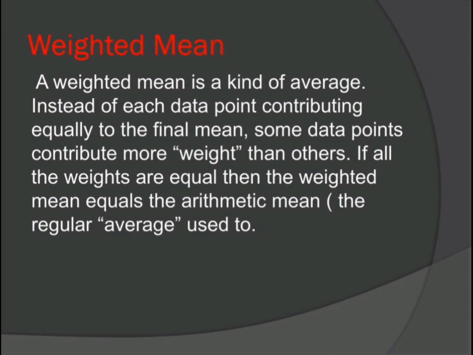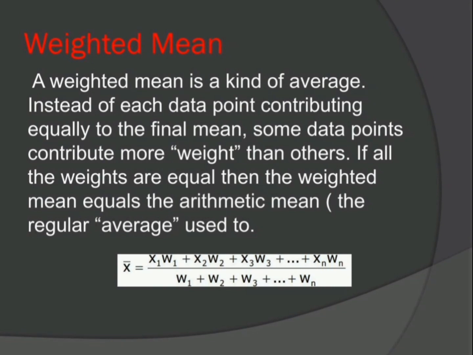Mostly, we use this when we are computing our grades, especially in college, because in college, there are many units per subject. So we can use this formula: x sub 1 times w sub 1 up to x sub n times w sub n, over w sub 1 up to w sub n. And the x sub 1, x sub 2, and x sub 3 are the scores, and the w sub 1, w sub 2, and w sub 3 are their respective weights.